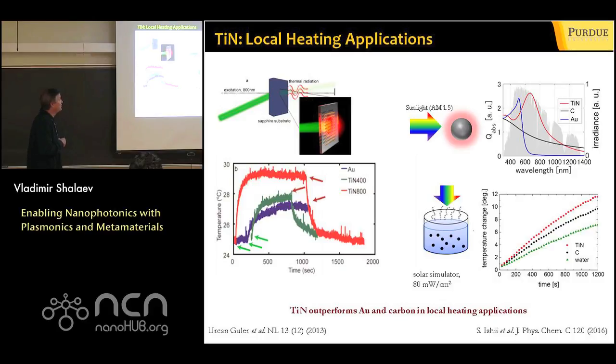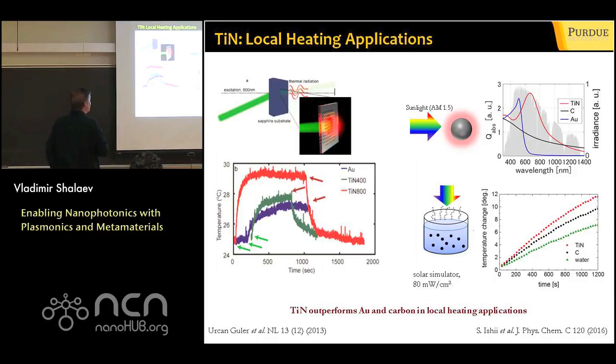So let's start with these local heating applications. What we did, Urcan Guler, my postdoc at that time, he was a student, it's a very simple experiment. We would make a disk of gold and disks of titanium nitride, irradiate them with light and measure the temperature increase. And we clearly obtained that with titanium nitride temperature increases more, meaning that they could provide more efficient local heating, which is important for a number of applications.